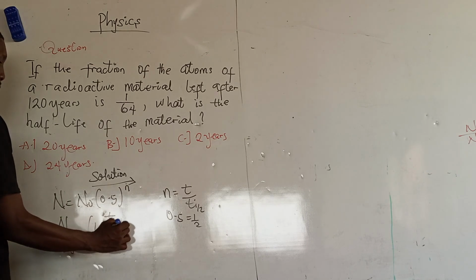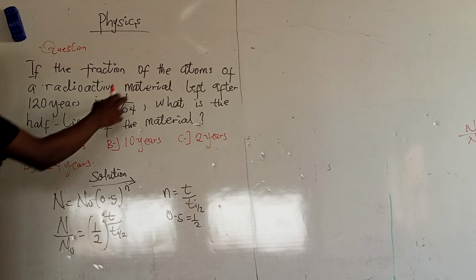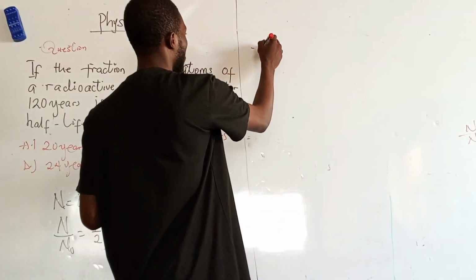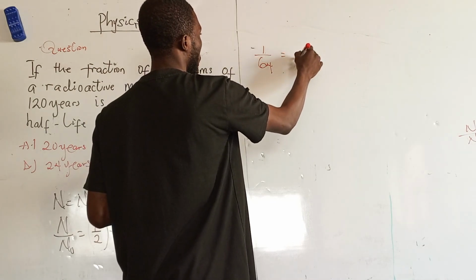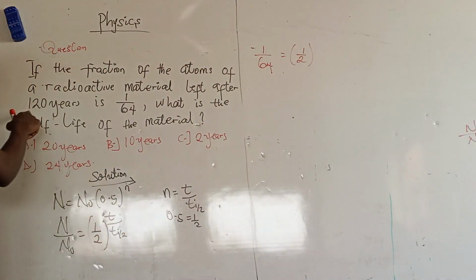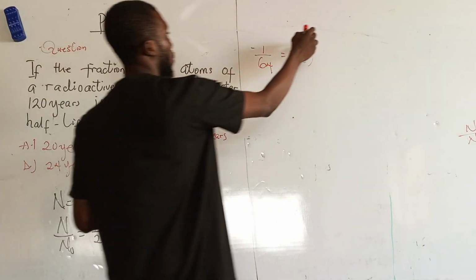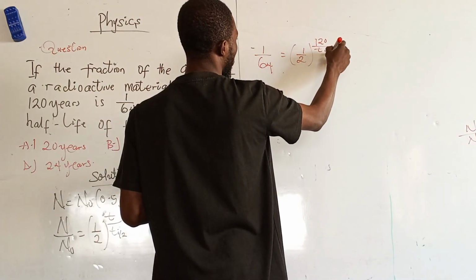There's another way you can go about this question. You may decide to solve for n before you find your half-life, but I'm going to solve the half-life directly. So our N by N naught in the question is given as 1 over 64, that is the fraction. 1 by 64 is equal to 1 over 2 to the power of our t, the time, which is 120 years, divided by half-life.